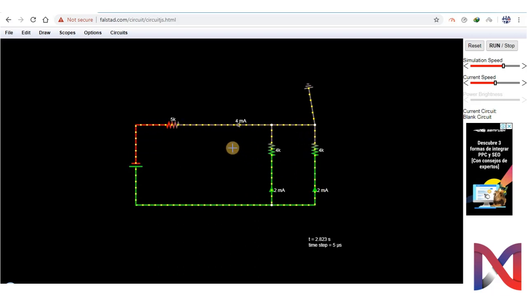Now we need to verify the current divider rule. By looking at our currents, we can see that the current divider rule is already verified, because we have 2 milliampere here and 2 milliampere on this resistor as well, which are then combined here and enter into the third resistor.